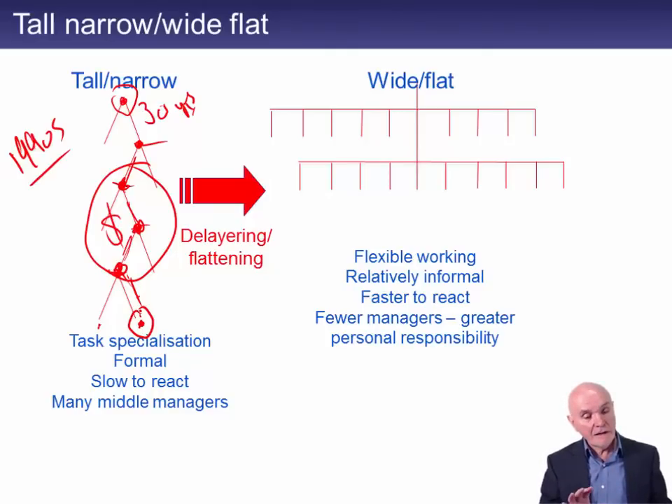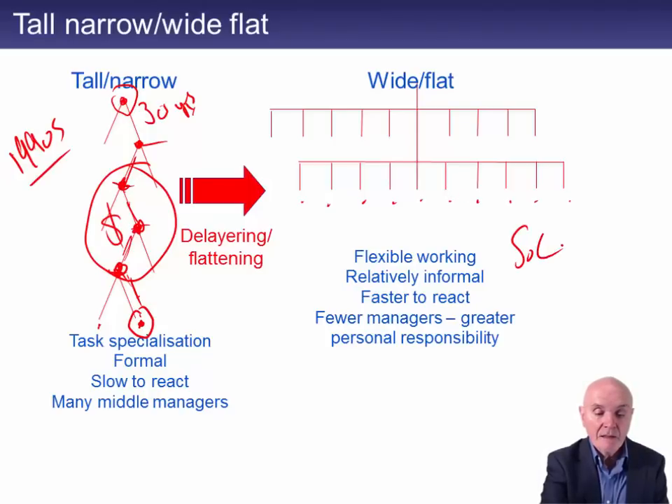So during the 1990s and 2000s, many companies had a deliberate strategy of either flattening or delayering the organisation to turn it into wide flat. And what we have here are far fewer layers, but a much greater span of control here. Here I think has been drawn with a span of control 10.